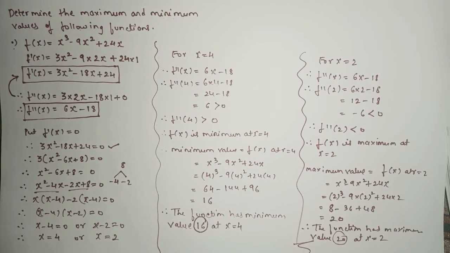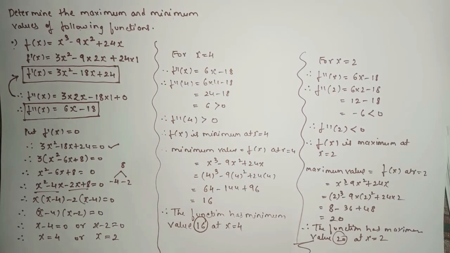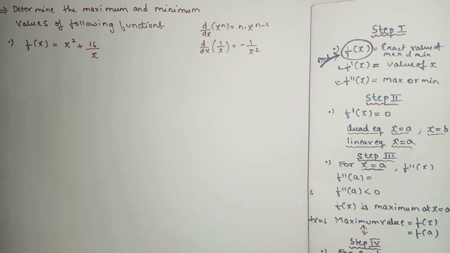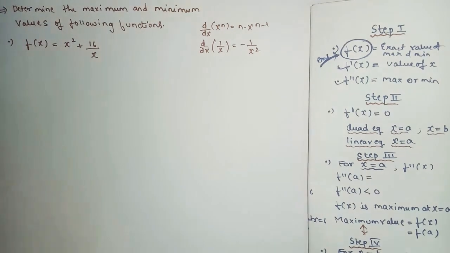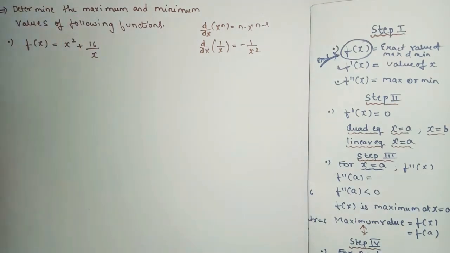Okay, so now we'll take one more example. But the pattern of the question will be a little different here. So let's begin. Okay, so now let's move on to the next sum. So here we have f of x is x square plus 16 upon x. So here the pattern of the question is a little different.